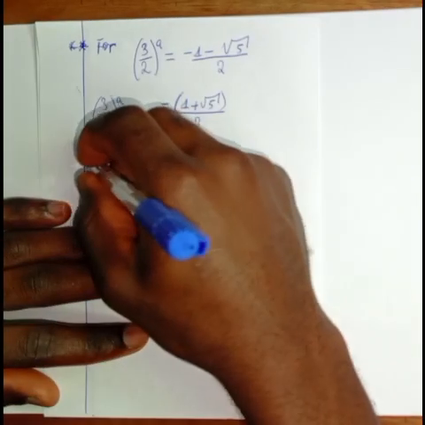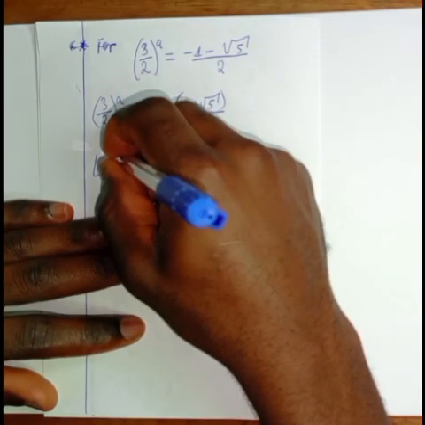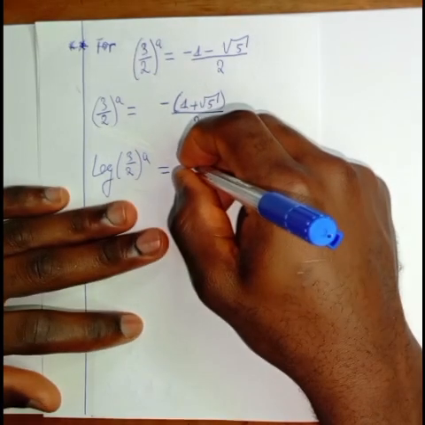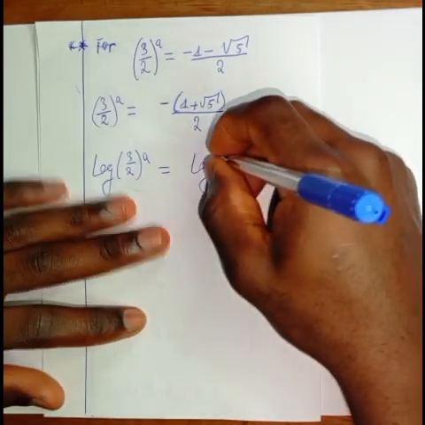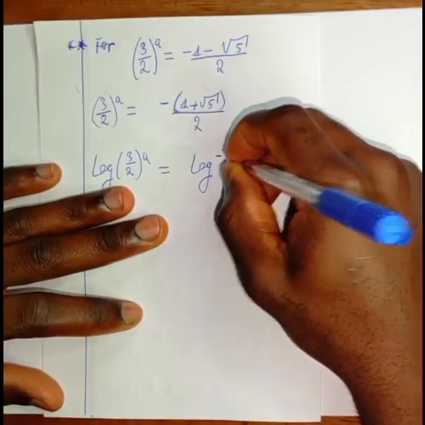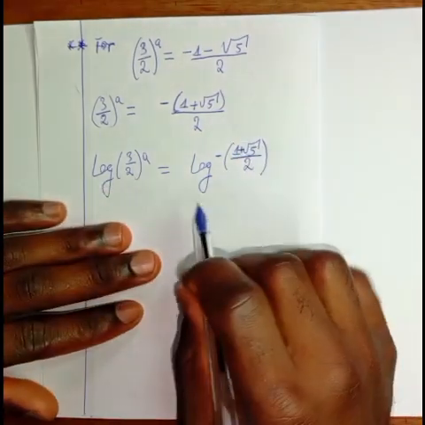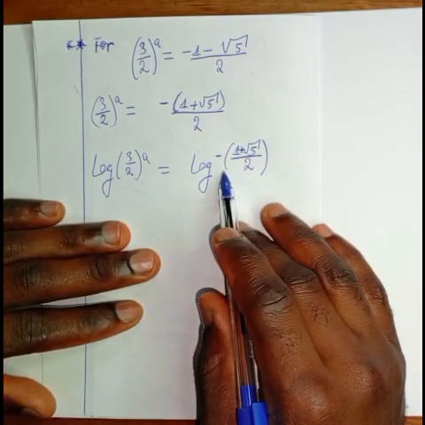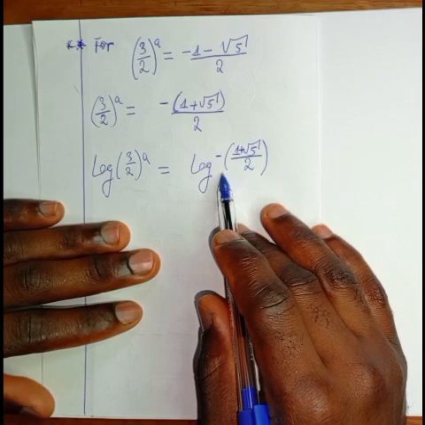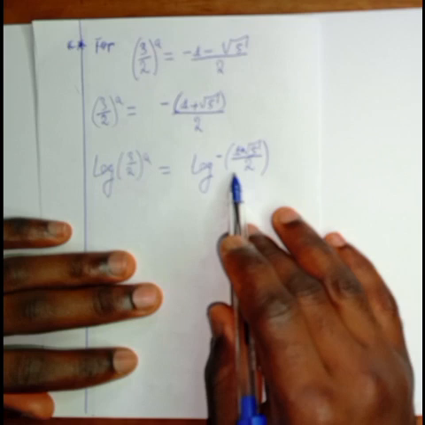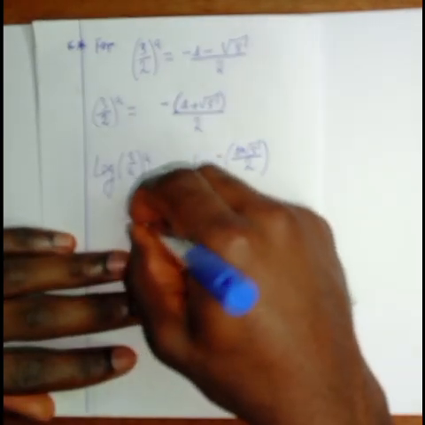At this level now, if you take log on both sides, this will give us log of 3 over 2 raised to the power a is equal to the log of negative 1 plus root 5 all over 2. We are taking the log of a negative number, which does not exist. That means for the second case, the solution does not exist.